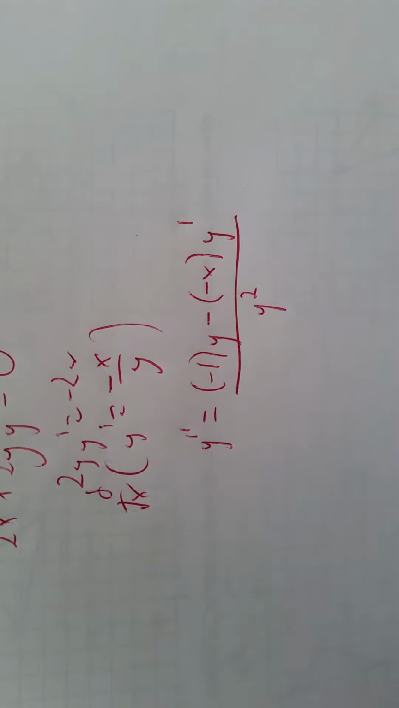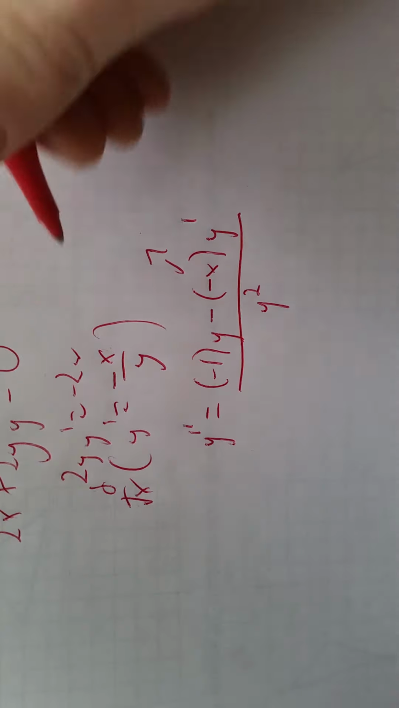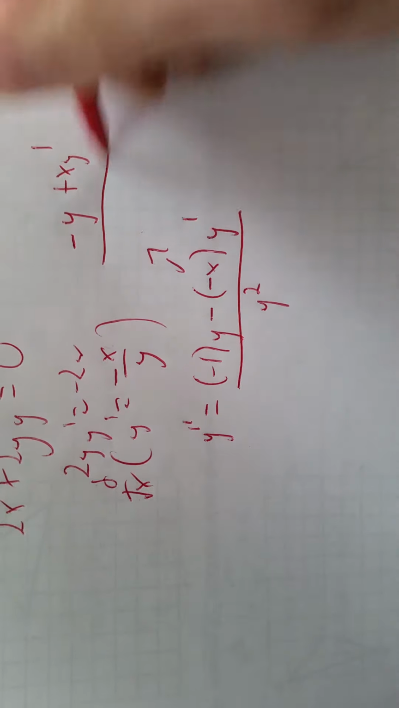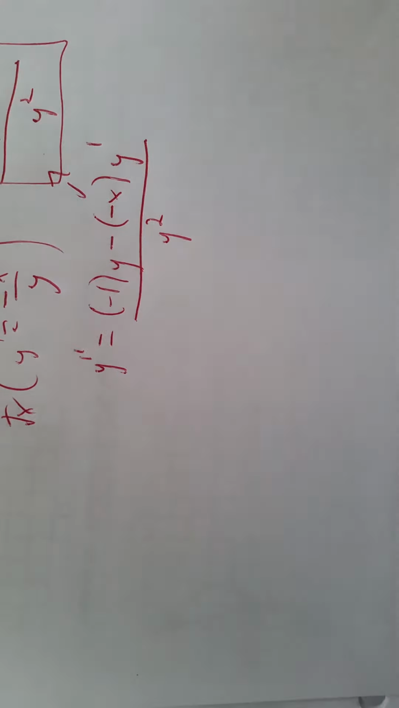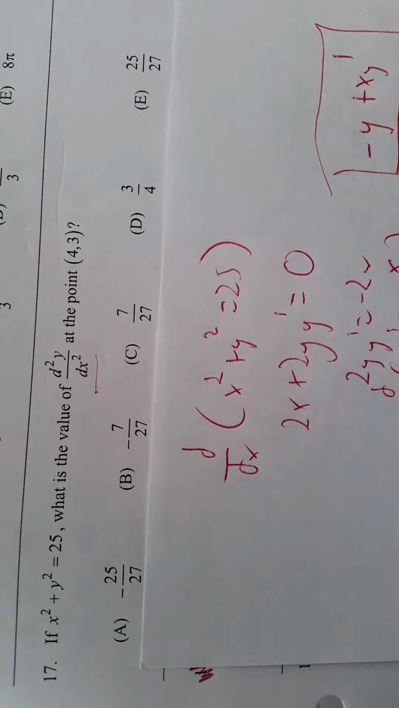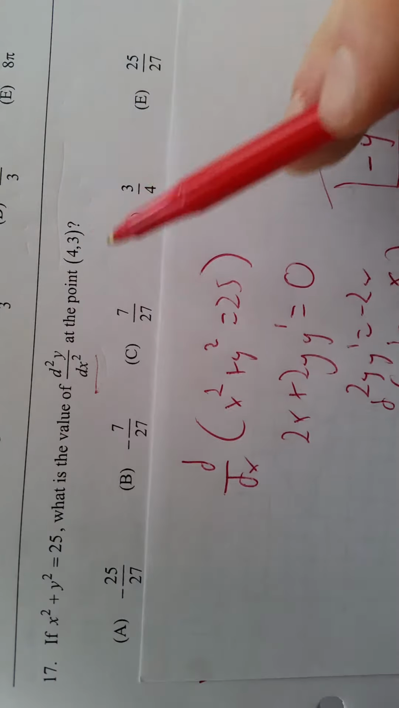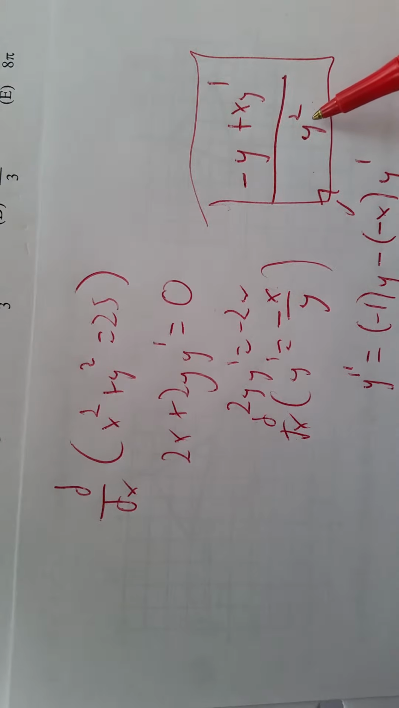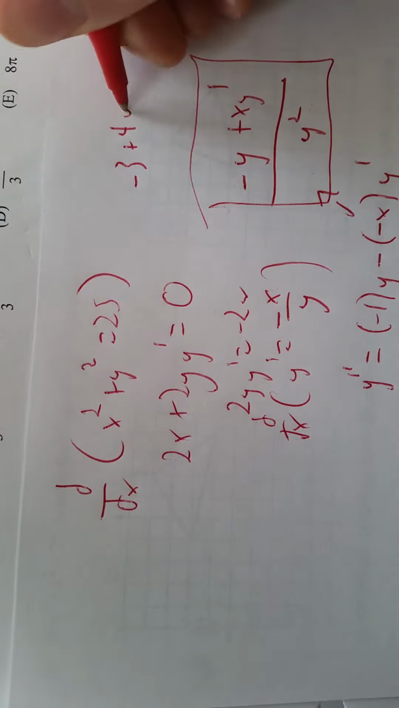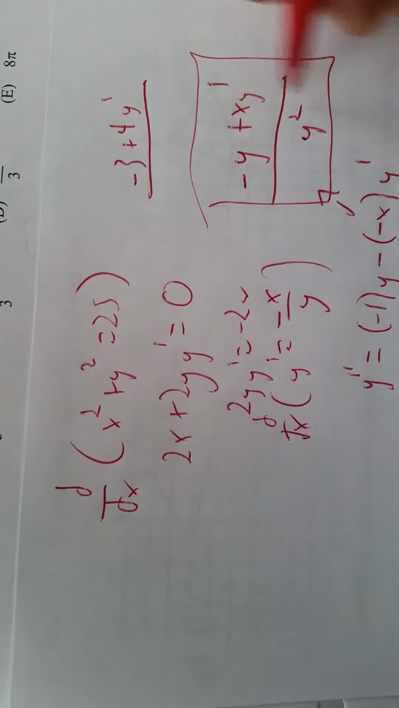Okay, so this is literally the second derivative, and I'm going to bring it up here, see if I can clean anything up. This becomes negative y plus x y prime all over y squared. Okay, so this is quite literally the second derivative. Now the question is, what is the value of the second derivative at the point 4, 3? So I'm going to plug some stuff in. I'm going to plug in 4 for x. I'm going to plug in 3 for y. So negative 3 plus 4 times y prime all over 3 squared is 9.